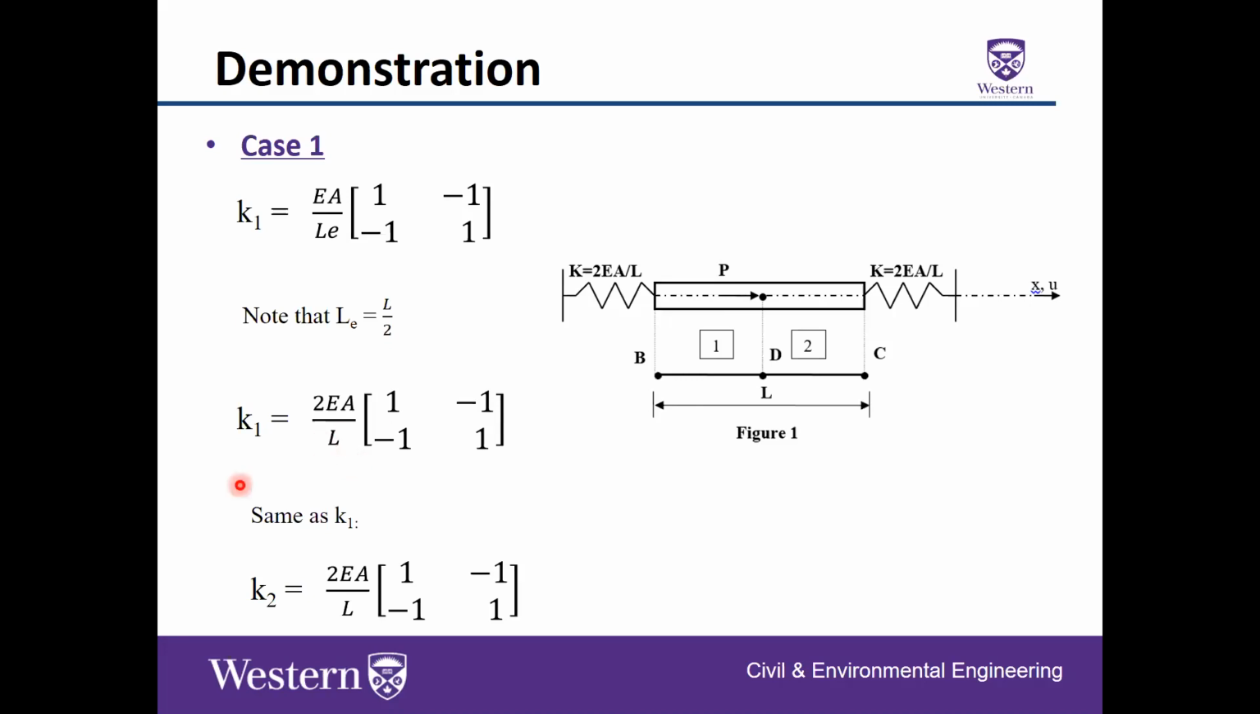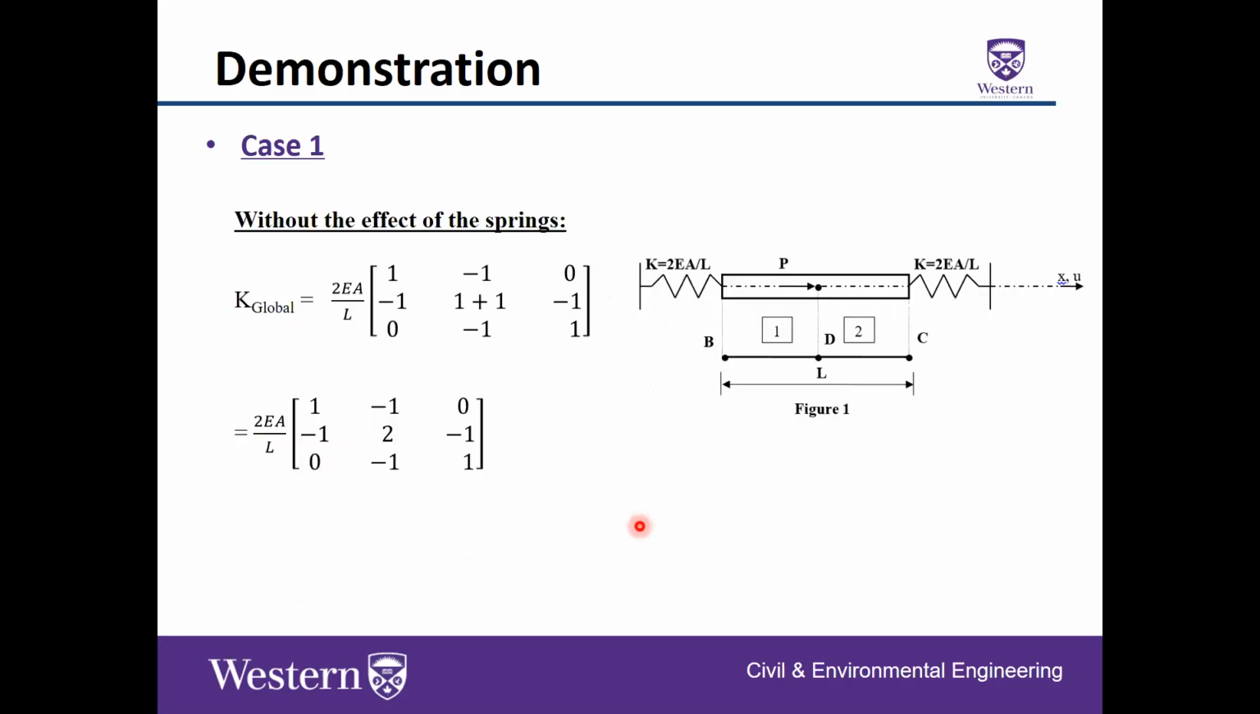And that's the stiffness matrix for element 1. The stiffness matrix for element 2 will be exactly the same because they are identical elements. So that's the local stiffness matrix, 2EA over L, 1 minus 1, minus 1, 1 as well. So without the effect of the springs, we are going to formulate the global stiffness matrix.